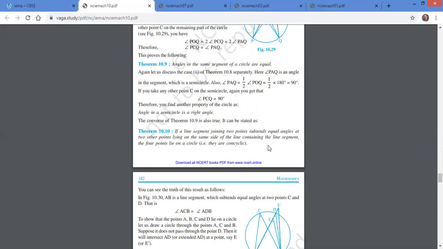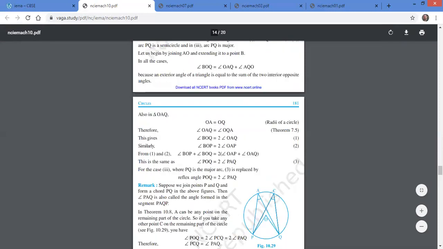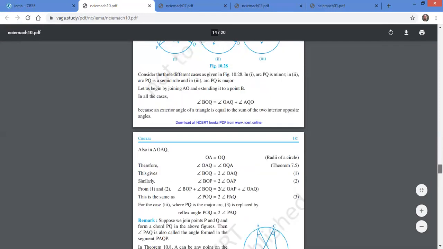That is theorem 10.10. This is cancelled. If a line segment joining 2 points subtends equal angles, then the 4 points lie on a circle. So this theorem is cancelled. That you need not do. So 2 theorems are cancelled.